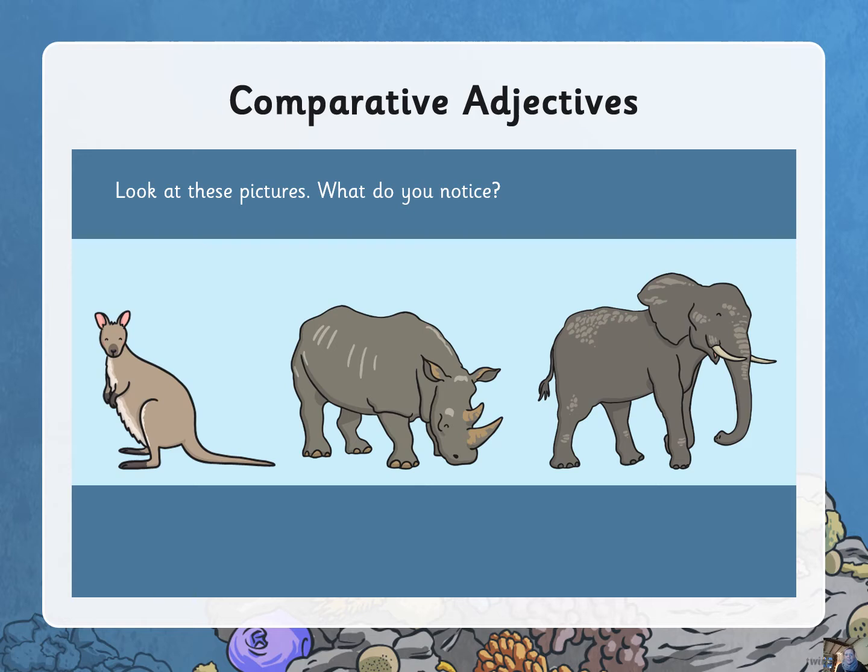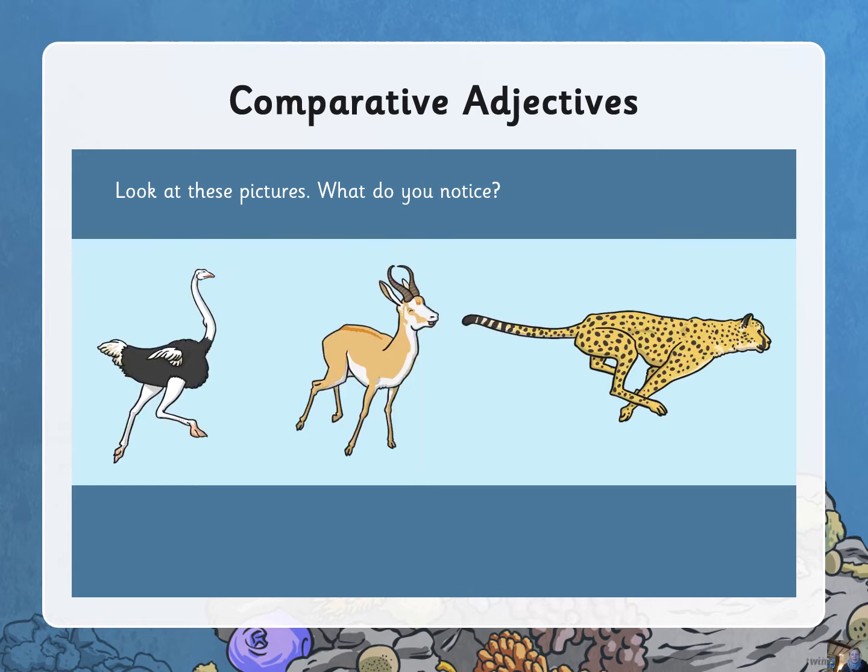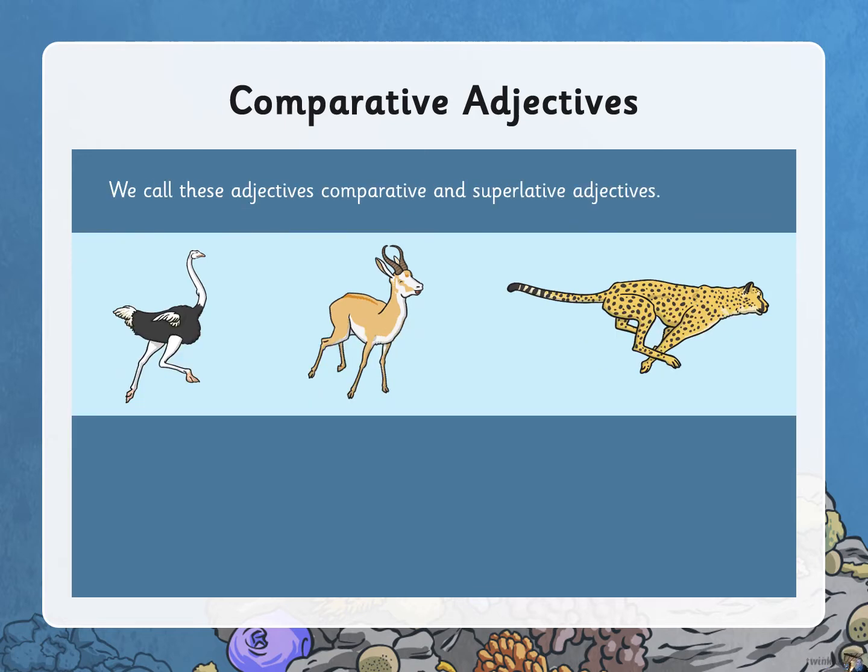Look at these pictures. What do you notice? One is strong. So if I use the adjective strong, what's going to come next? Stronger. And the elephant is the strongest. Here we go with some fast animals. So we say fast, faster, fastest. We call these adjectives comparative and superlative.